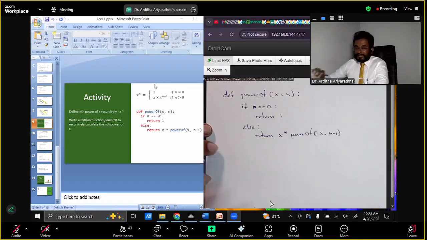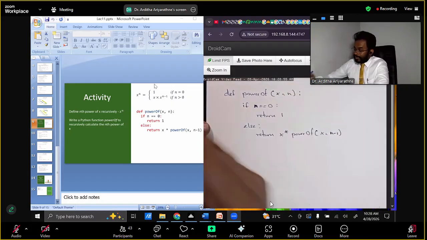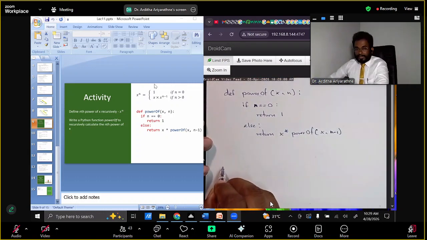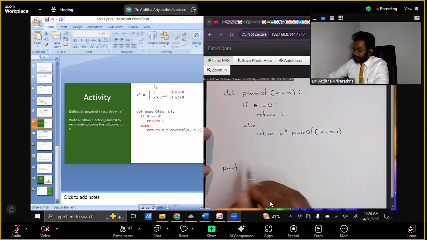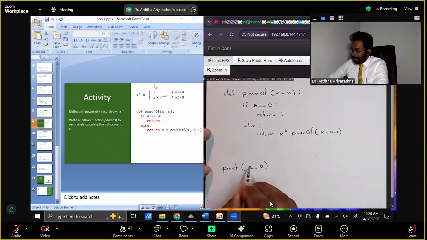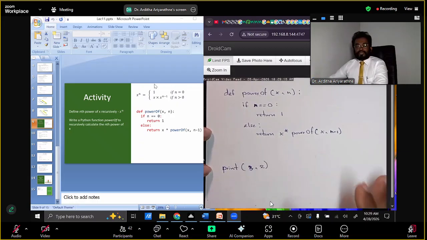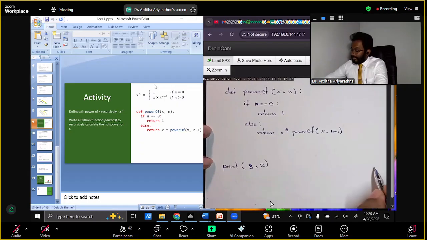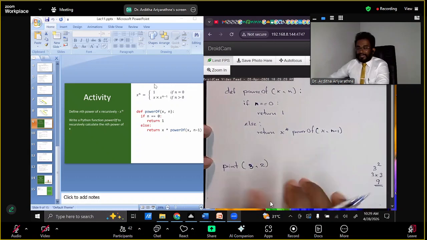Let's see. I'm taking a very simple example. We are calling from here, print power of, x means 3 and n means 2. I just want to find 3 to the power of 2. It means 3 multiplied by 3. Answer is 9. Now let's apply it for this one.